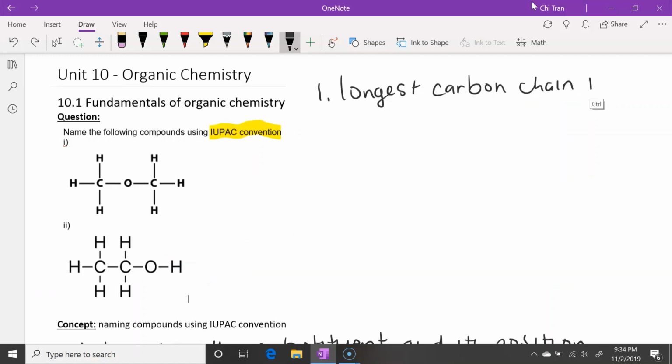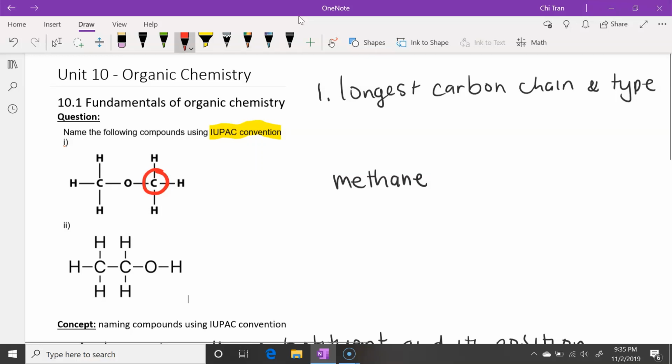Going back to the question, the first step is to determine the longest carbon chain and the type of the organic compound. So in the first question, the longest carbon chain is of 1 carbon, and we can see that it consists of all single bonds, so it's an alkane. So the first portion of the name that is determined is methane. The second question, the longest carbon chain is of 2 carbon, and it's all single bonds again, so we know that is also an alkane, so the name is ethane.